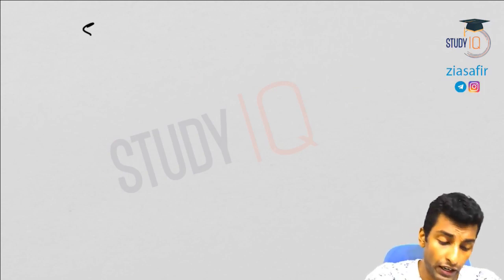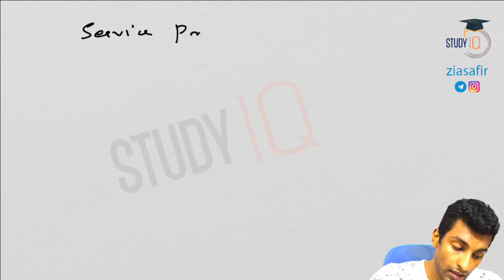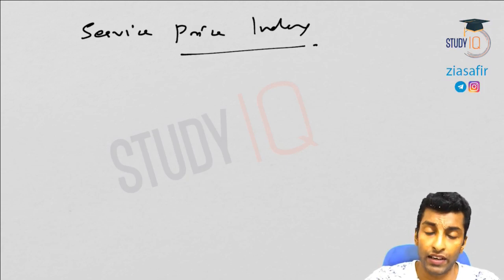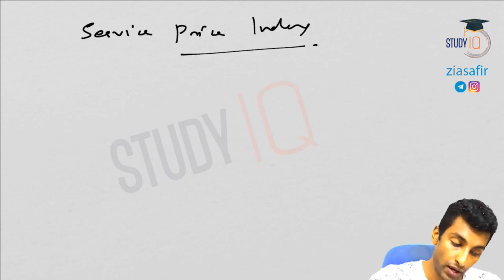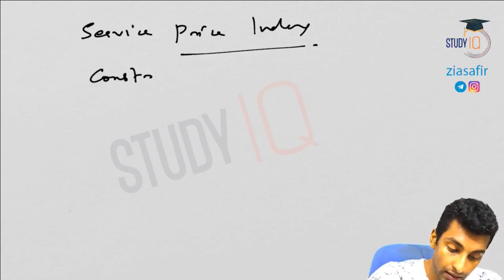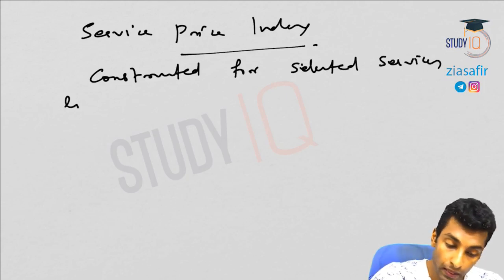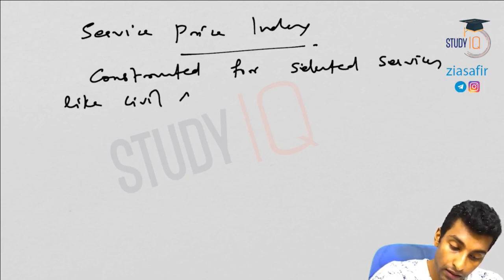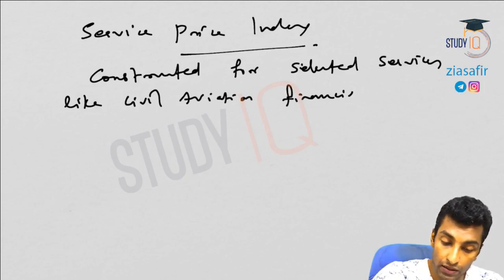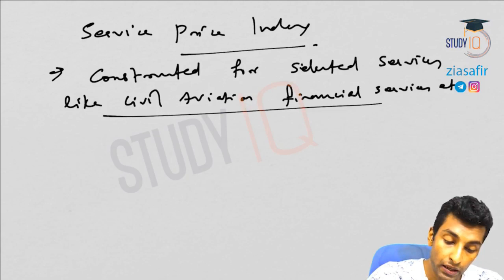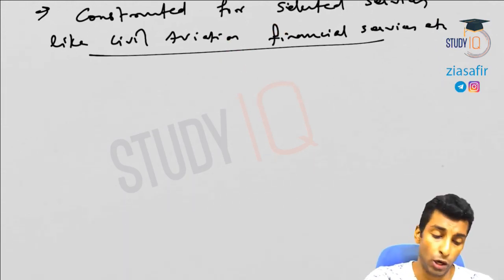Next is the service price index, which is not that significant. Currently it is constructed selectively for some sectors only, like banking, civil aviation, financial services, etc. So for selected services, not that significant.